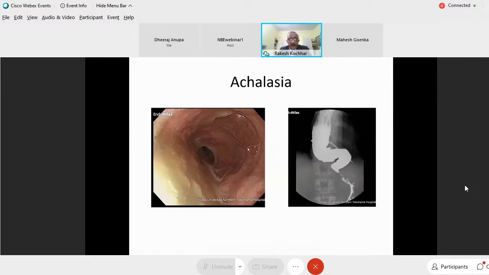Now, achalasia cardia is something which can be diagnosed on endoscopy with a dilated esophagus with food residue and narrowing. If you look at the peristalsis, the peristaltic waves will be very few and there will be lack of peristalsis. So you can make a diagnosis of esophageal motor disorder only by looking at the esophagus and confirm on barium or manometry.